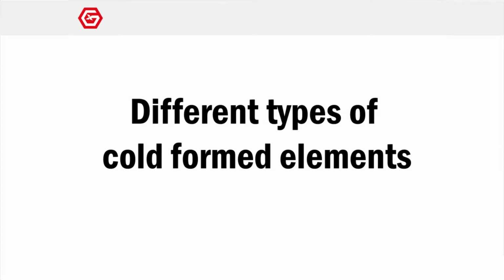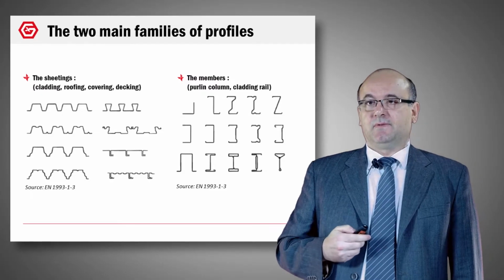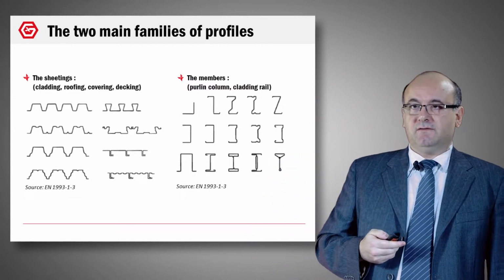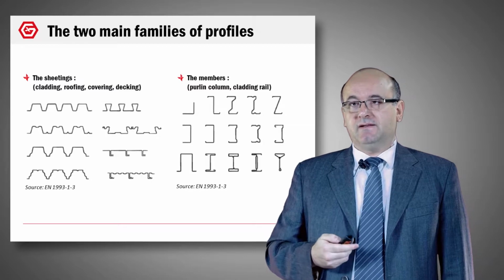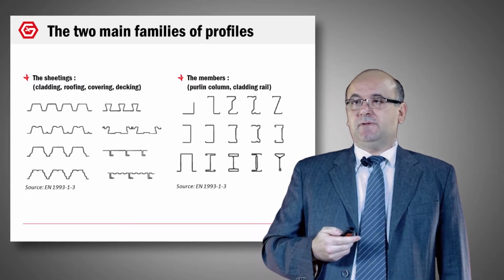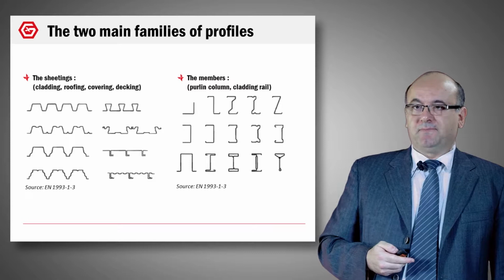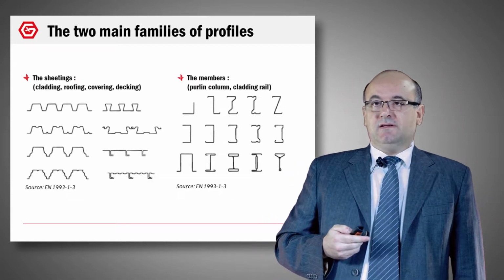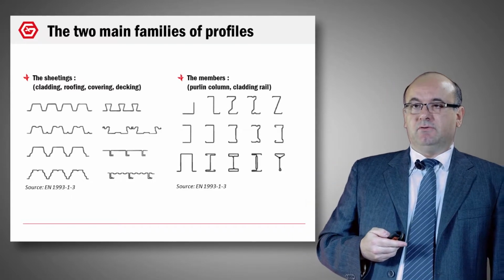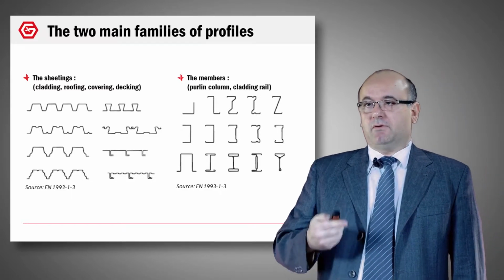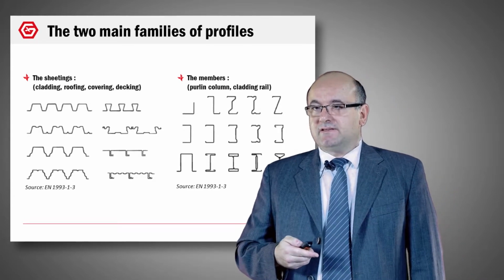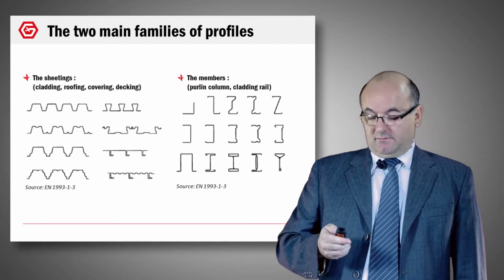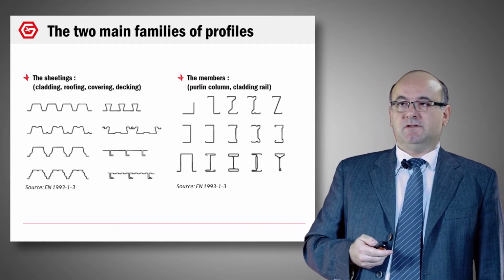Okay, now we know the principle of the cold formed elements. Now we are going to study the different types of cold formed elements. You can see that in fact there are 2 families of profiles. The sheetings that can be used in cladding, roofing, covering, decking, or members that can be used in purlin, column, cladding and rail. On this figure that you can find in the Eurocode, you can see on the left some sheetings that can be used to carry out cladding, roofing, covering or decking. And on the right, you can see that there are some purlins with the shape of Z, sigma, that are very current. So 2 families of profiles: the sheetings and the members.